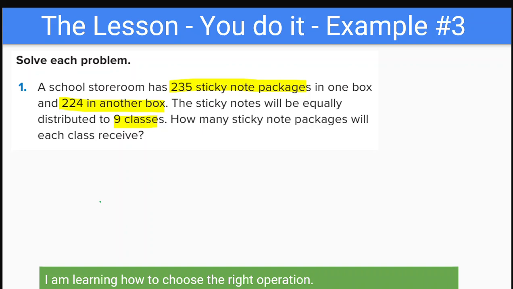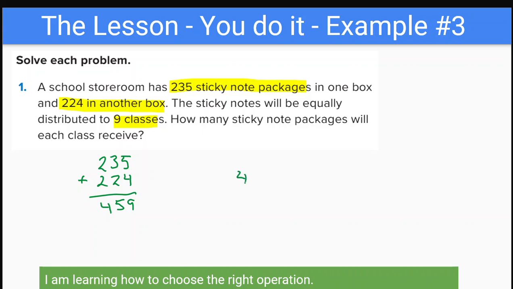They start off with 235, plus they got another 224. I wanted to put the plus sign right there. Okay, we're going to add 224, and we're going to get, let's see, a 9, 2 and 5... 2 and 3 is a 5, 2 and 2 is a 4. So they have 459 sticky note packages.